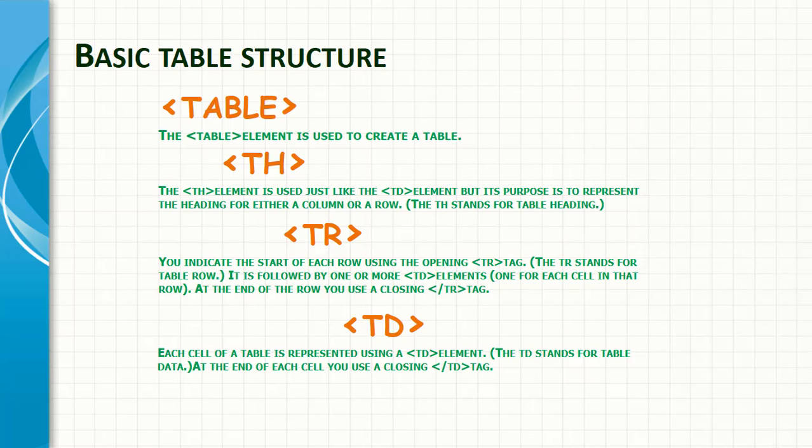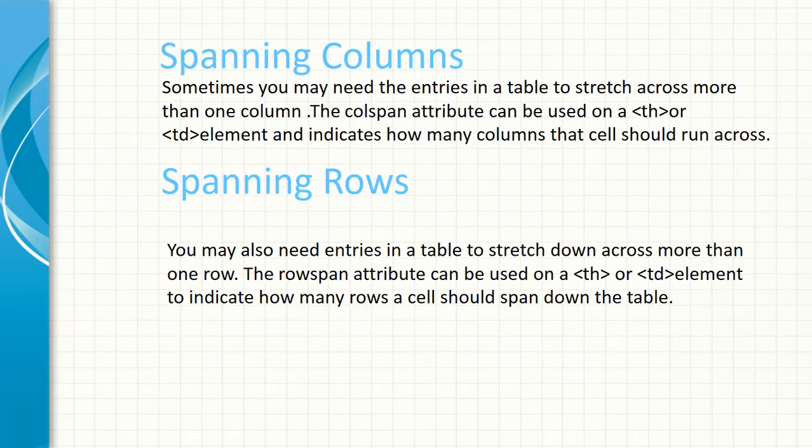After that, the td tag. Each cell of a table is represented using the td element. The td stands for table data. At the end of each cell you close the table data tag. And spanning columns, you can set the space in the column. Sometimes you need an entry in the table to stretch across more than one column. The colspan attribute is used on the th or the td element to indicate how many columns that cell should run across.